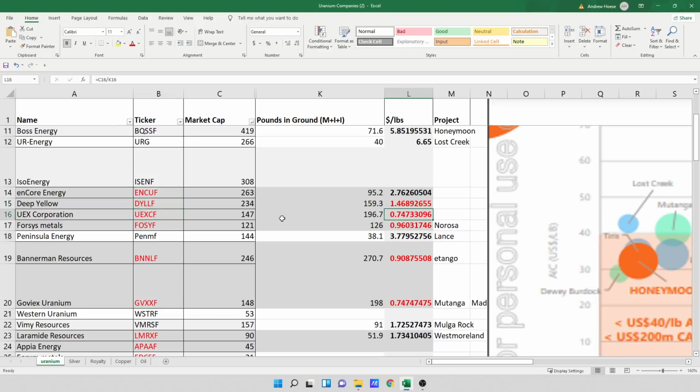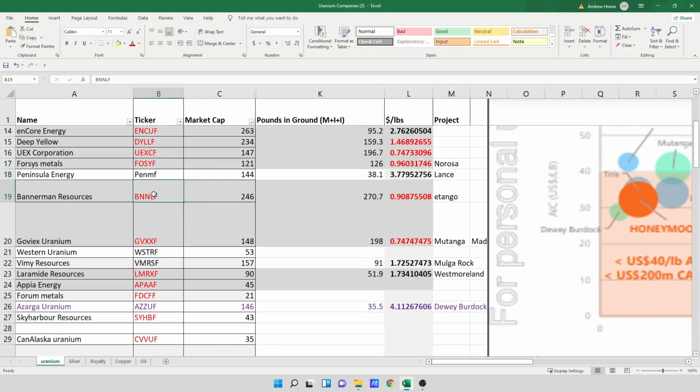UEXCF is still incredibly cheap. That might be one to look into. I think they also have some other metals in the ground. Forsys is very cheap, 0.96. These are good takeover targets for Chinese buyers as well, which is another kind of thing in the back pocket. But I much prefer that they develop their mines and their resources and get valued higher during this bull market than get bought out for some small premium. That's me. Bannerman's another one of my favorites, not 90 cents a pound.